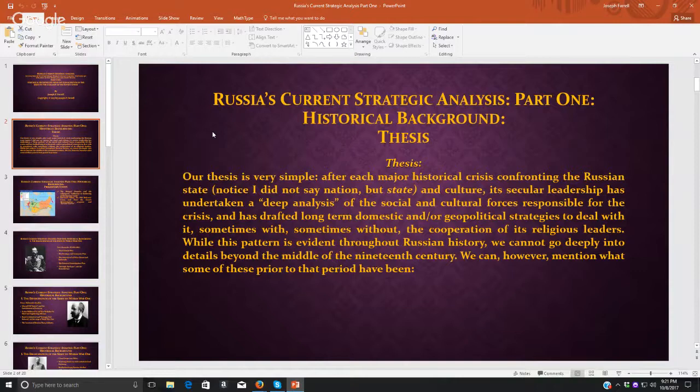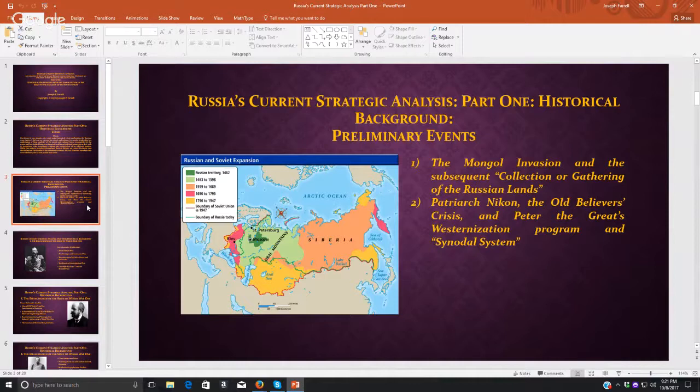While this pattern is evident throughout Russian history, we cannot go deeply into details beyond the middle of the 19th century, as I said previously. We can, however, mention some of these prior crises to that period and what they have been. So let's look at just a couple of those.